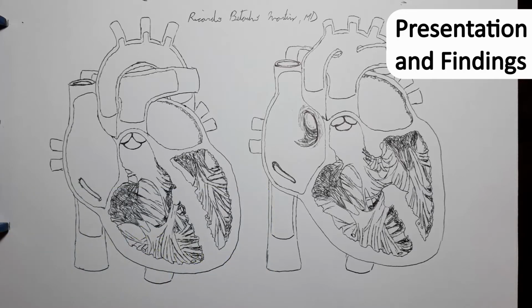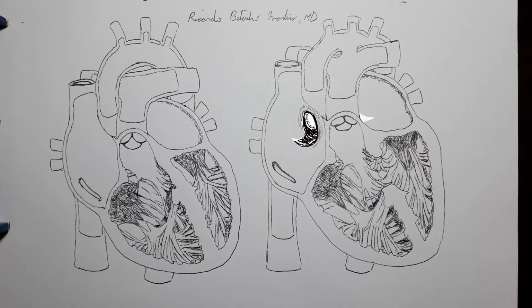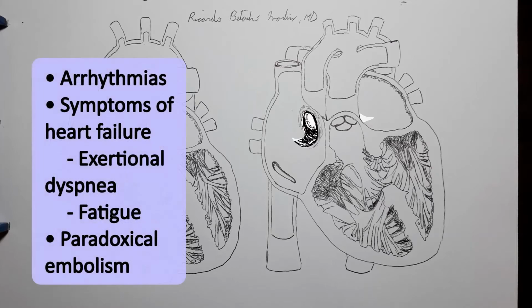Because of the paucity of symptoms, ASDs are often diagnosed only in adulthood. They may then present with arrhythmias or symptoms of heart failure, such as exertional dyspnea and fatigue, aka tiredness and shortness of breath. A paradoxical embolism event may also be the initial finding that elicits cardiac investigation, albeit not as commonly.